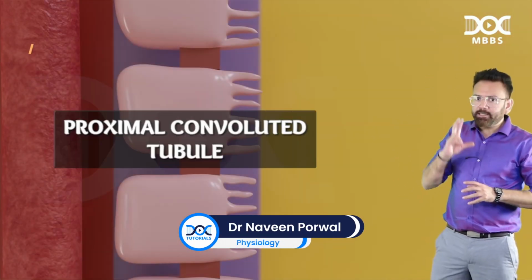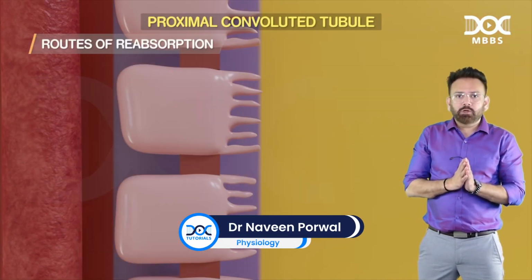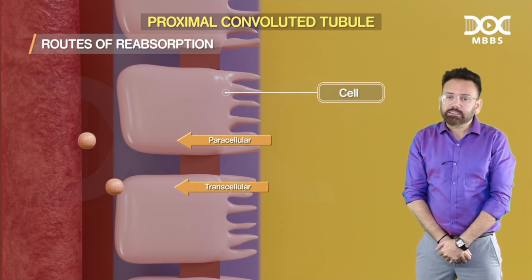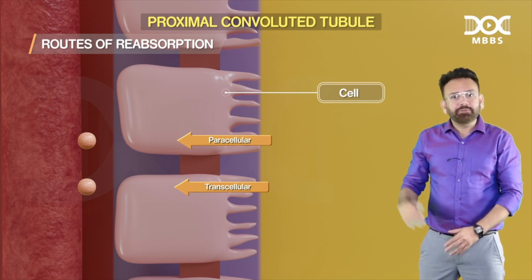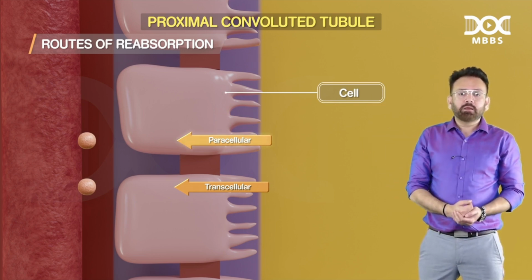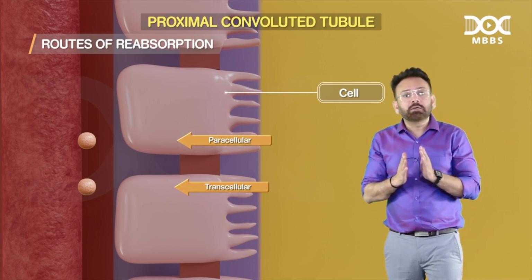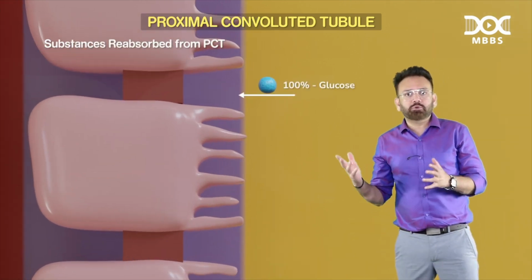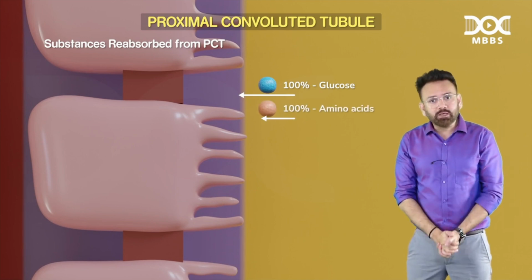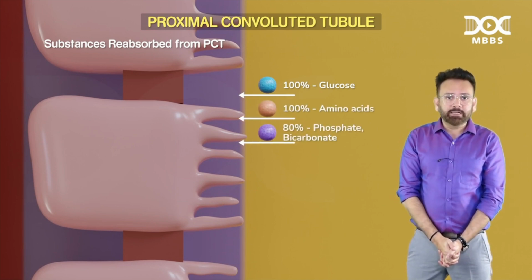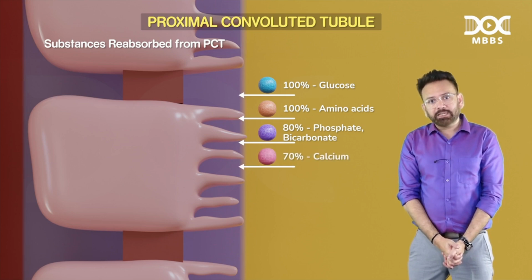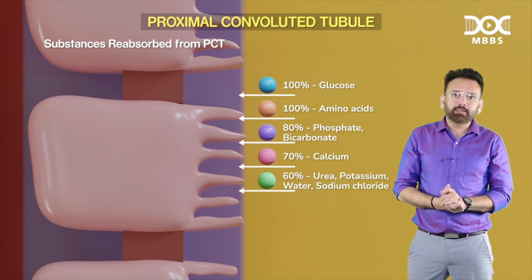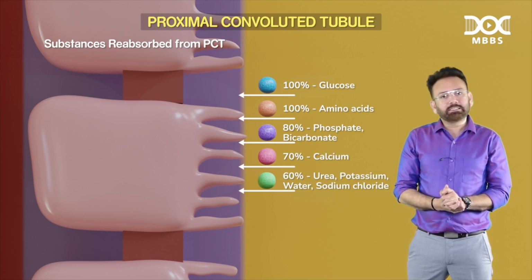So in the PCT, a lot of things are reabsorbed. It can be via a paracellular mechanism or via a transcellular mechanism. If it is coming between the cells, it is paracellular. If it is coming through the cell, it is called transcellular reabsorption. 100% reabsorption of glucose and amino acids happens, 80% of phosphate and bicarbonate, 70% of calcium, 67% of urea, potassium, water, sodium chloride. These are happening in the PCT.